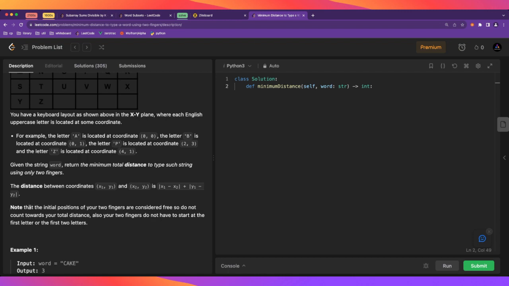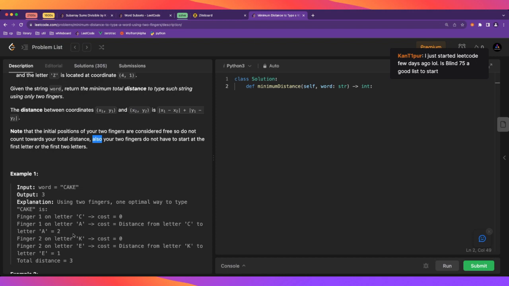And here there's a note that the initial positions of your fingers are considered free, so they do not count towards your total distance. Also, your 2 fingers do not have to start at the first letter or the first 2 letters. Yes, I imagine that your fingers are free at the beginning. At any point, you could move them to 1 letter, and that has no distance.